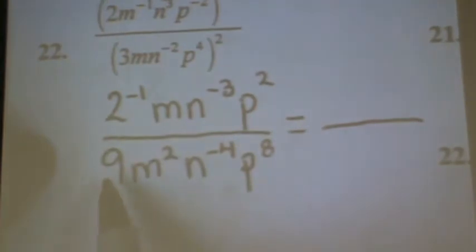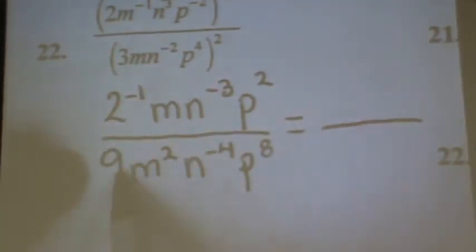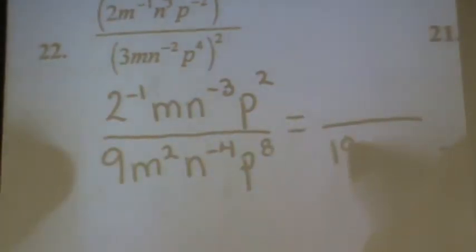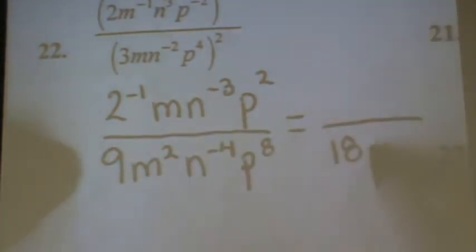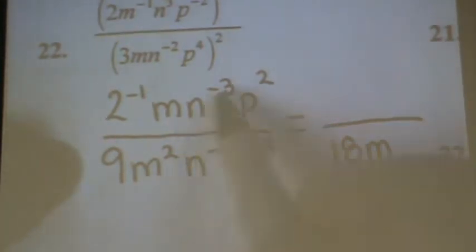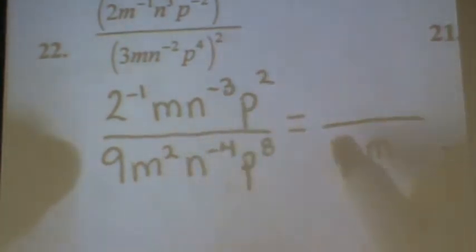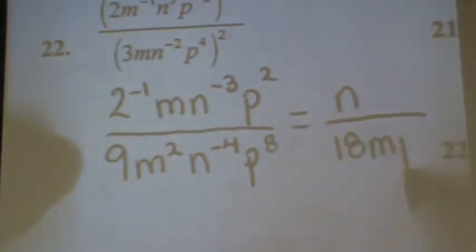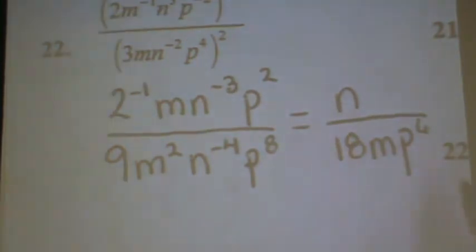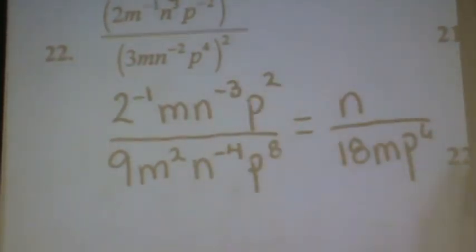Make my fraction. This is going to go on the bottom. 2 to the positive 1, which 9 is already there, so that's 18. The m's. We have one m on top and two on the bottom. That gives us one m left on the bottom. The n's are going to flip-flop. You're going to have an n to the fourth on top and n to the third, which is going to give us an n on top, and p to the sixth on the bottom. Because 2 and 8, you have 6 left.